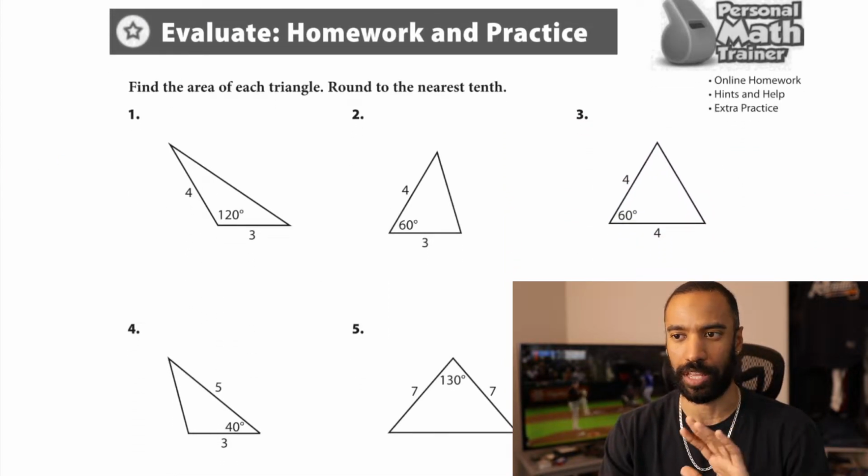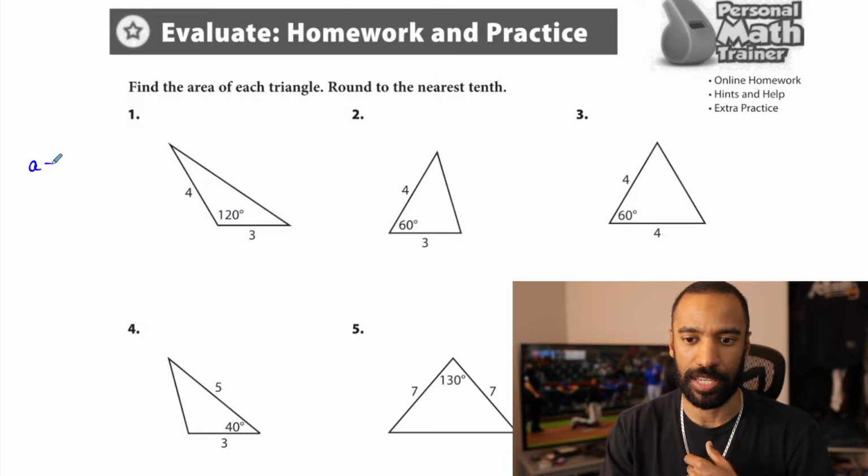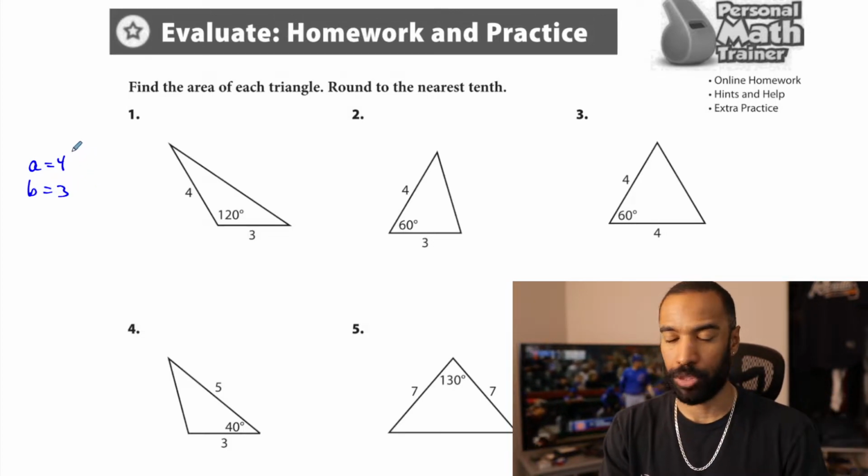So straight up, if we're using that formula here on number 1, I know 2 side lengths here. I can refer to A as, say, 4 and B as 3, and they can be used interchangeably. A could be 3 and B could be 4.